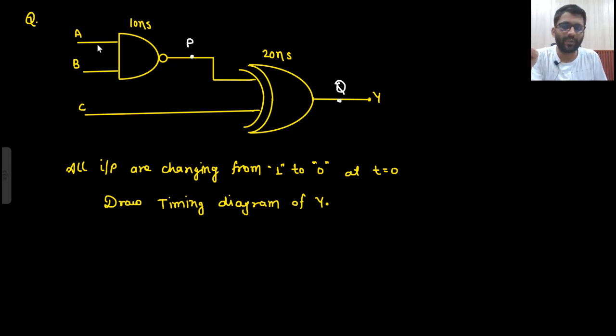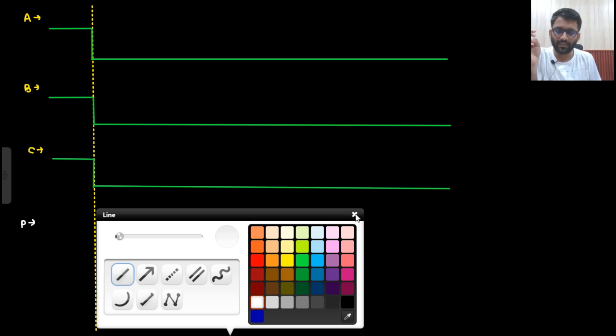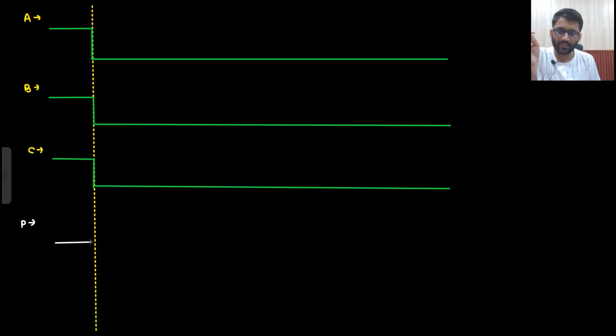What will be the waveform of P? P is equal to (AB) bar. Okay, so A and B are going from 1 to 0. Initially 1 into 1 is 1, 1 bar is 0. So initially P is 0, and then 0 into 0 will be 0, bar of it is 1. So P goes from 0 to 1.